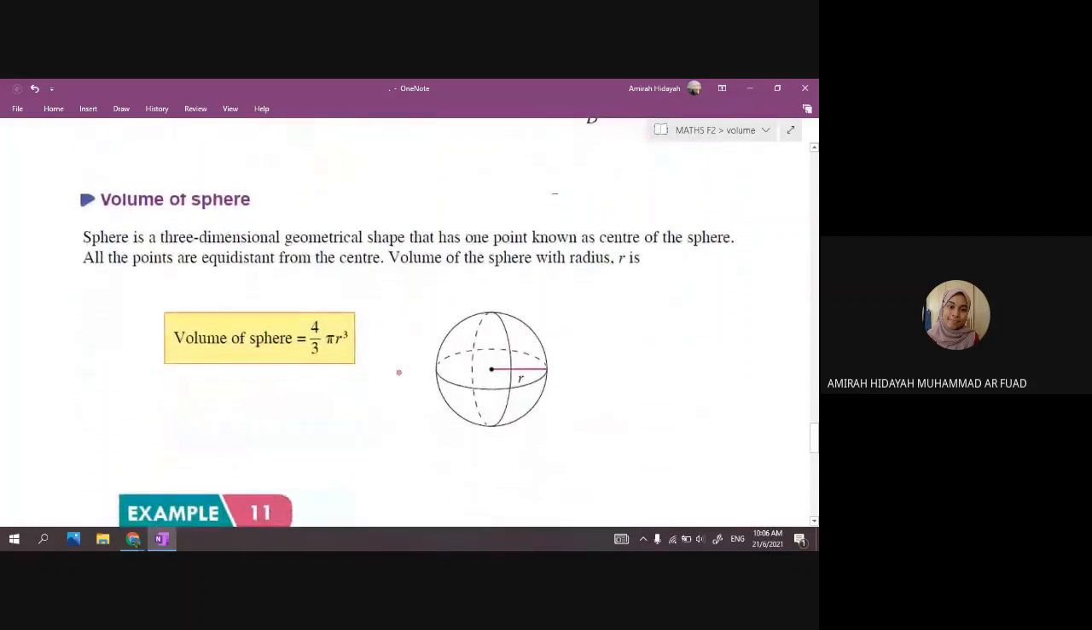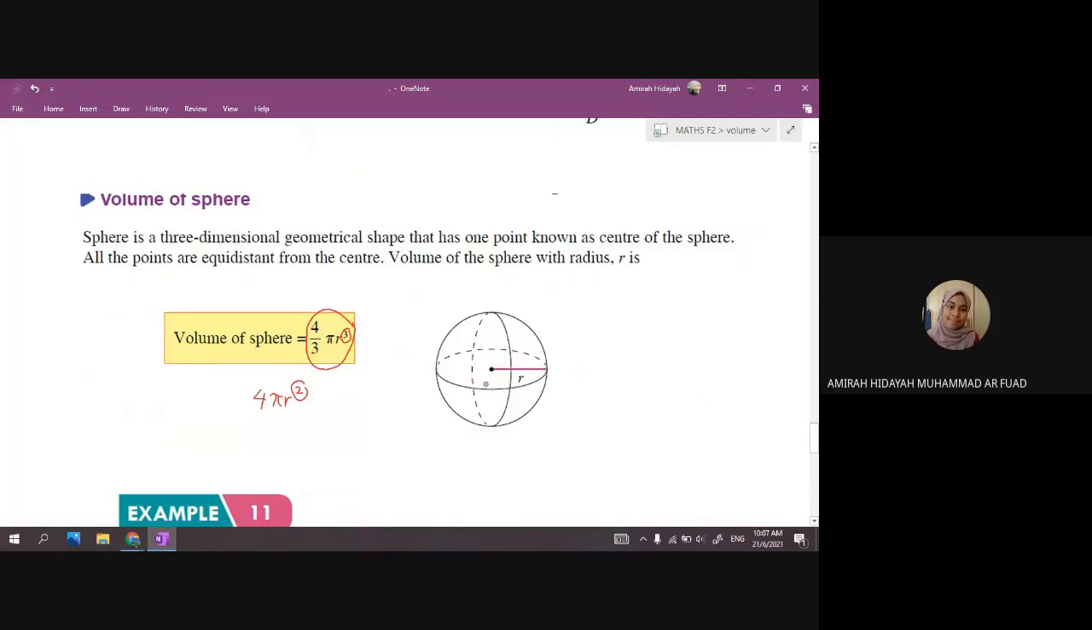Next one, volume of sphere. Okay, untuk sphere kamu kena ingat volume dia adalah 4/3 times pi r cubic. Kalau area of sphere adalah 4 pi r square, right? Square. But for volume, remember, it is cubic. And dia ada over 3. So 4/3 instead of 4. Kalau 4 saja ni adalah untuk area of sphere. So ni volume 4/3 pi r cubic.